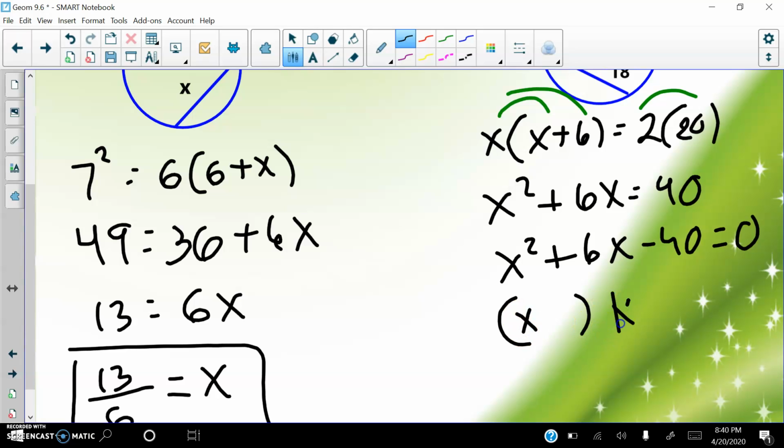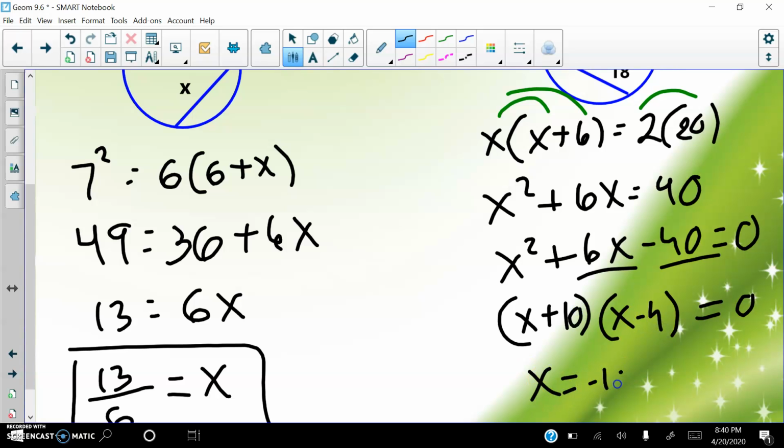I need 2 numbers. What the heck? I need 2 numbers that multiply to negative 40 and add up to 6. So 10 and negative 4. x is equal to negative 10, x is equal to positive 4. We've got to go with the positive one. Don't pick the negative. That'll be wrong.